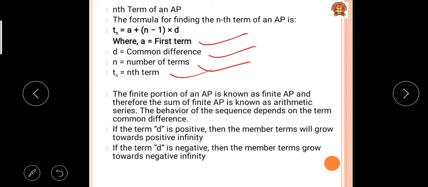Tn is the nth term. N means the number of the term, 5th term, 6th term, like that. Tn means the 7th term, the 28th term, like this. Okay, so this is simple.